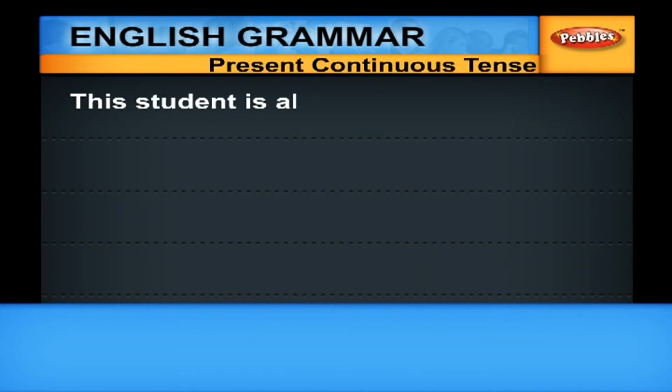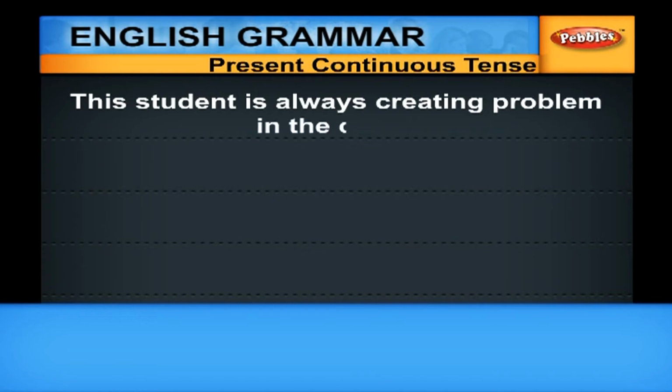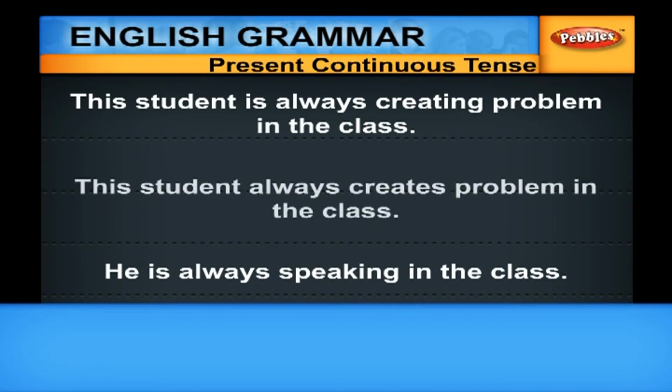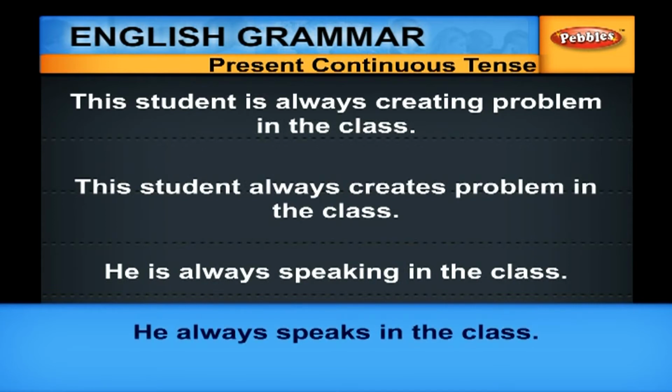This student is always creating problems in the class. He is always speaking in the class. It is an acceptable form of expression. Again, you can refer to these actions in simple present also. It is acceptable in both forms. You can say, "This student always creates problems in the class. He always speaks in the class."